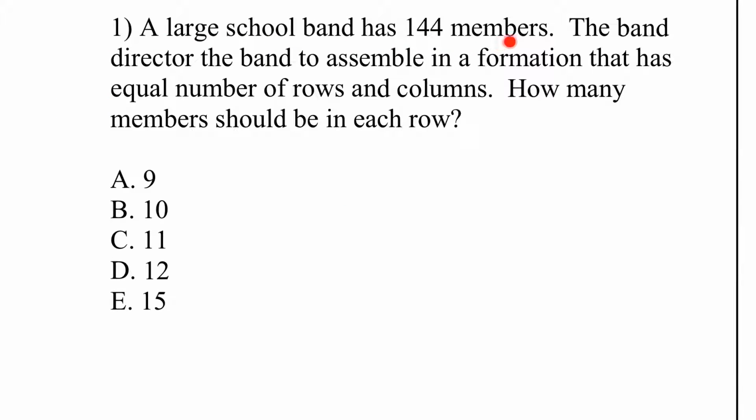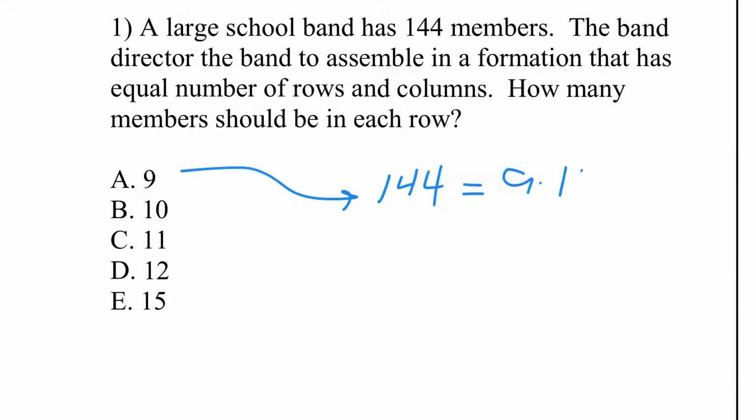A large school band has 144 members. The band director, that's a misprint here, the band director wants to assemble the band in a formation that has an equal number of rows and columns. How many members should be in each row? So this is asking for divisors of 144, factors of it. So there are lots of different factors of it, but if you look at the answer choices, does 9 go into 144 evenly? You punch that into your calculator, you will see that it does. 144 divided by 9, it goes 16 times.